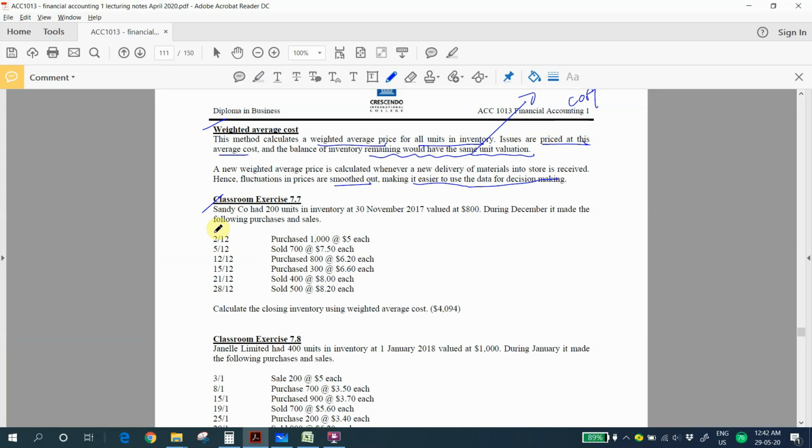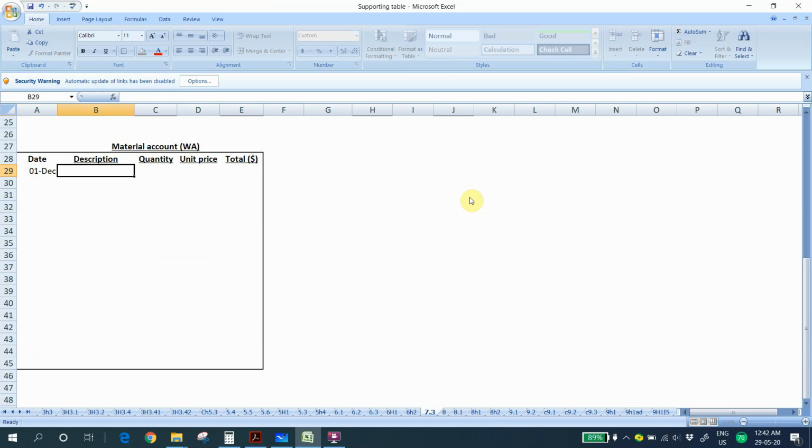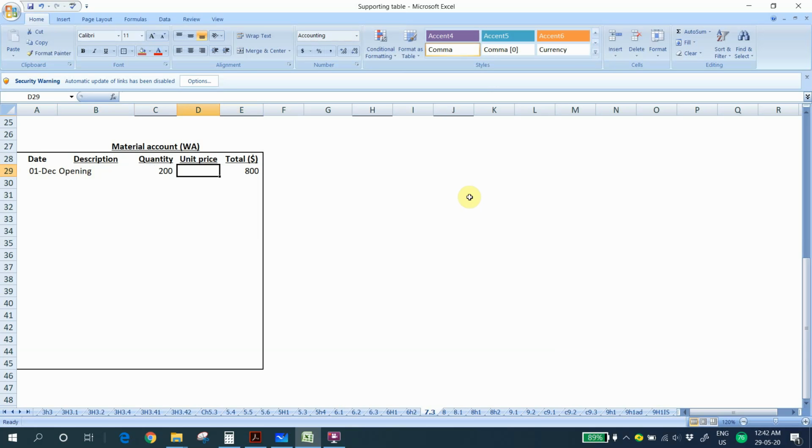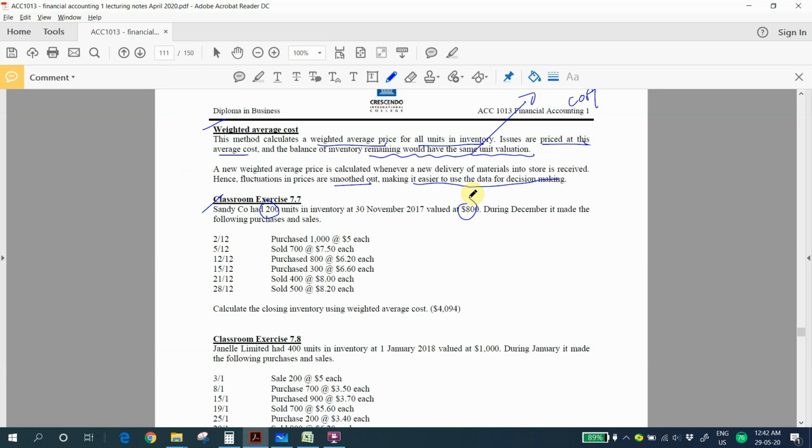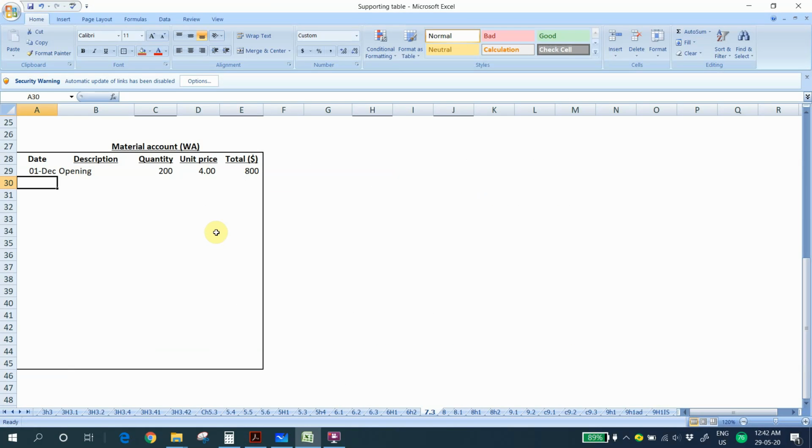So similarly, we start from the opening balances, 200 units at the price of 800. So we will indicate 1st of December. So this is our opening. We have 200 units. The total value is 800. So the cost is, we use 800 divided by 200, we get 4. Next transaction is on 2nd. We purchase 1000 units at the price of $5 each. So 2nd of December, we write purchase 1000, 5, and 5000 here.